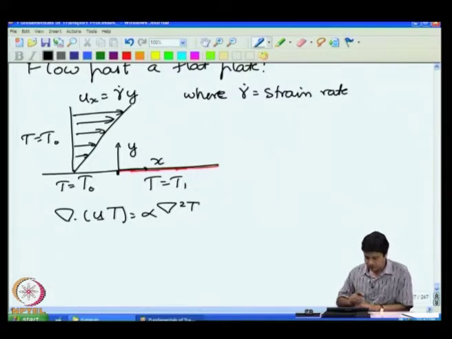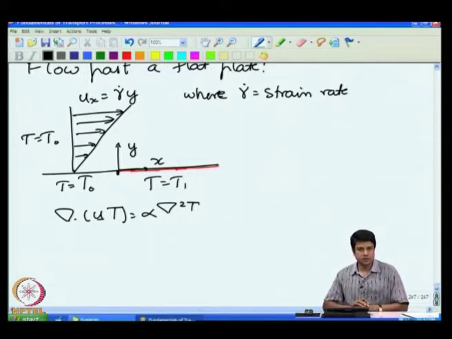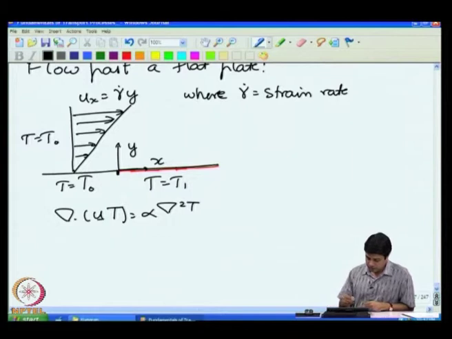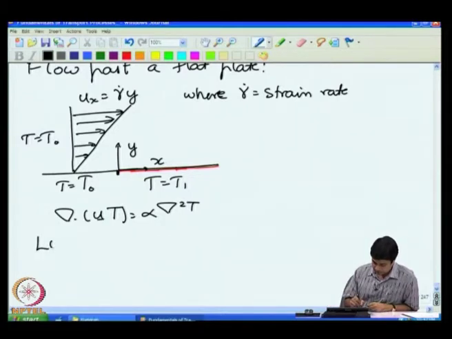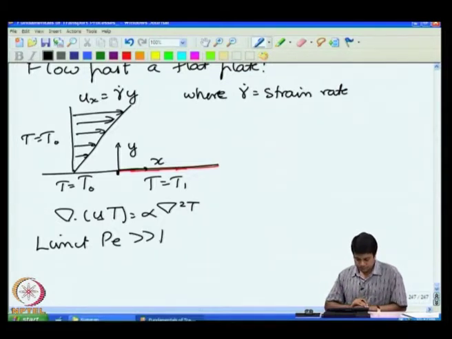Alpha del square T. Okay. So, this is the equation that I am going to try to solve within this domain, in the limit of high Peclet number. Now, what does high Peclet number mean in this case?